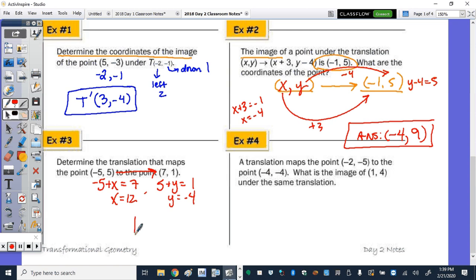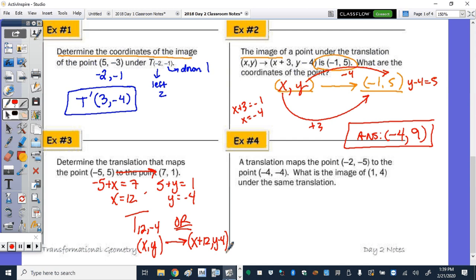So the rule is T of 12, -4. Or you can also write the rule as x comma y, as we saw in number 2 with the arrow, and say add 12 to the x, subtract 4 to the y. Okay, and they might give it to you either way in a multiple choice.